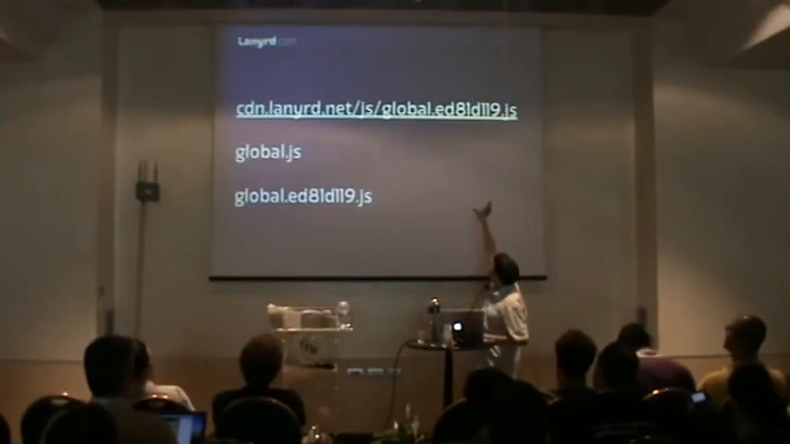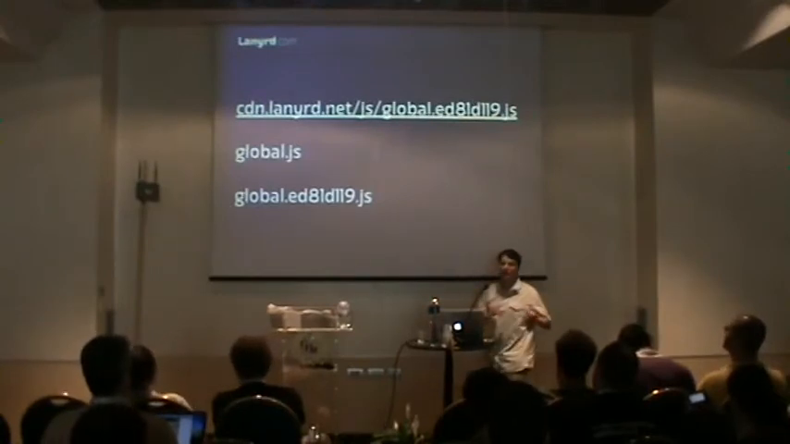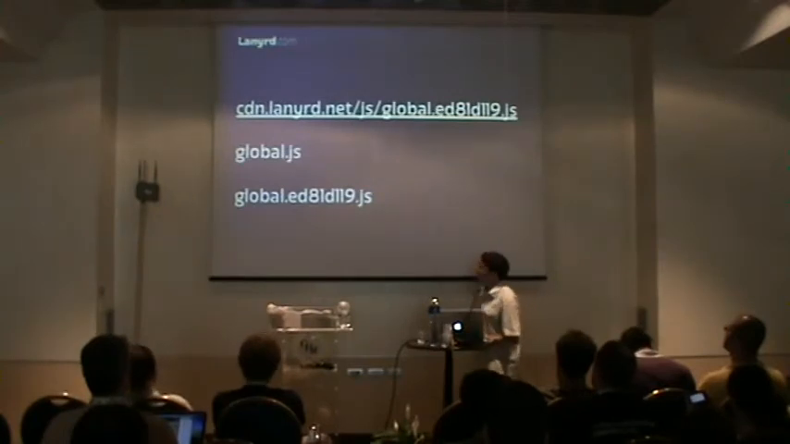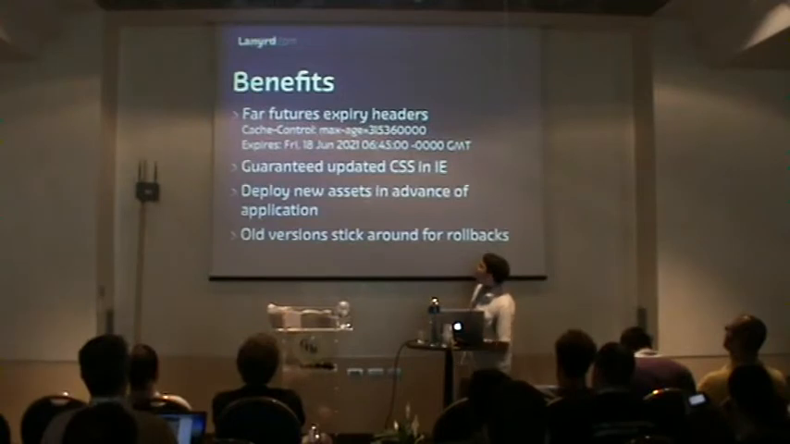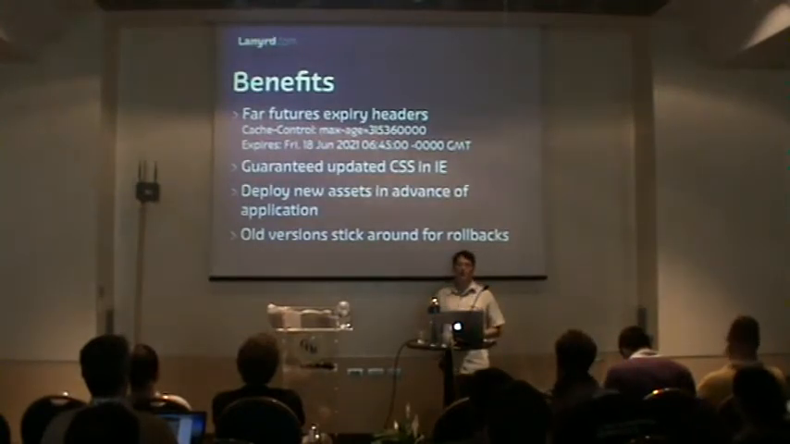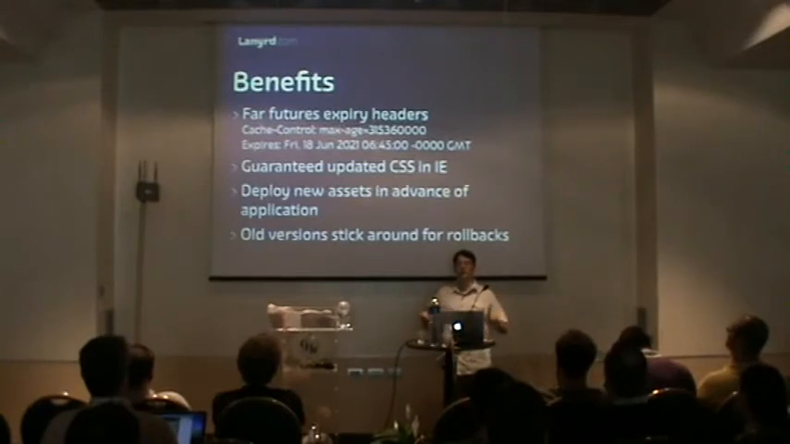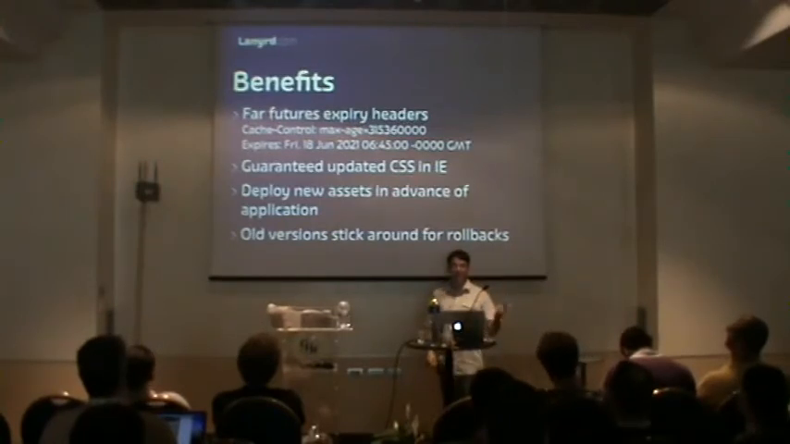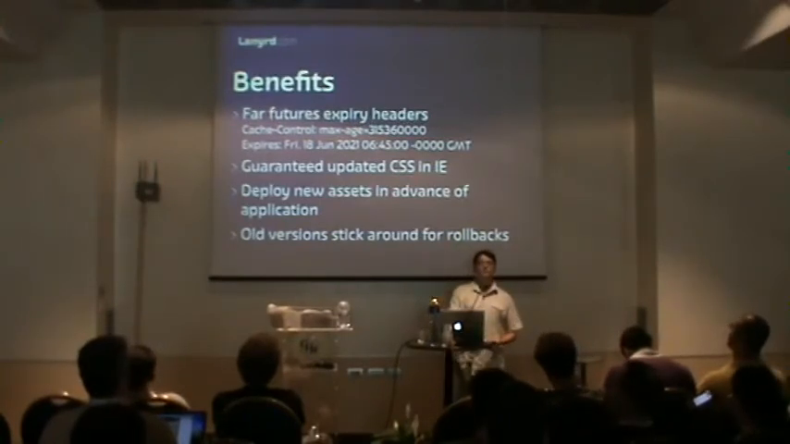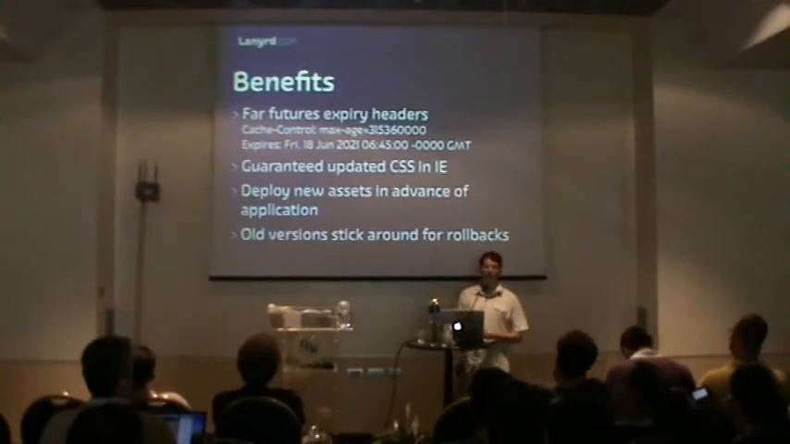But the key thing there is using the hash of the contents as part of the file name. That gives you a whole bunch of really useful benefits. Firstly, it means that you can set far future expiry headers, because you know that if those files change by a single byte, the file name will change. When you actually serve that out of the CDN, you can stick a header on it that says, this is going to last for 30 years, doesn't expire until 2021. You can tell the browser that it never, ever needs to fetch that file again, which is great.